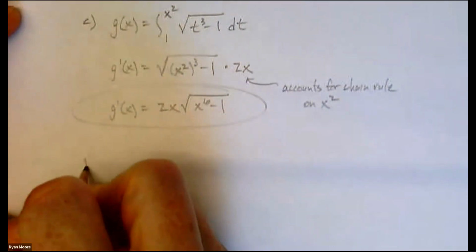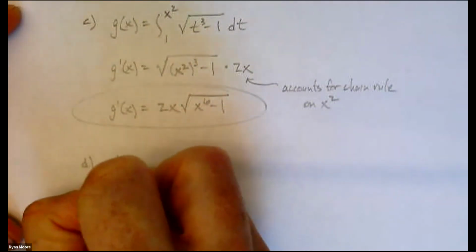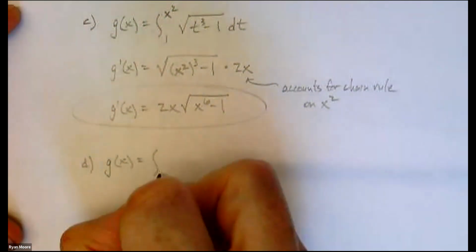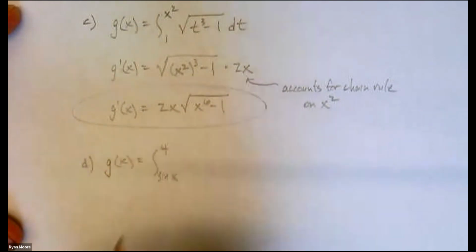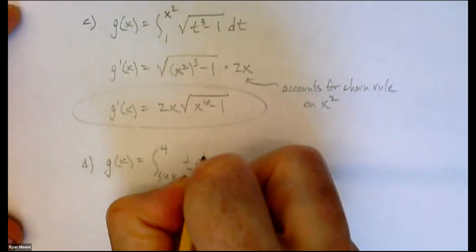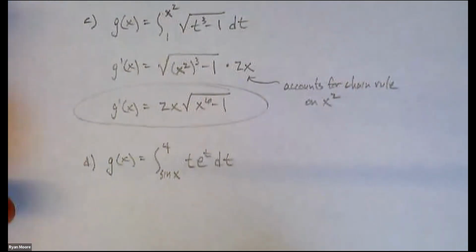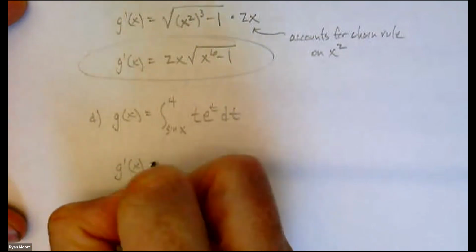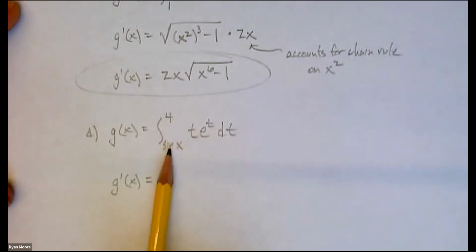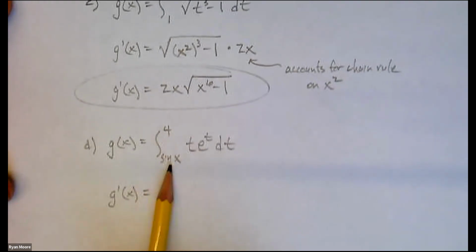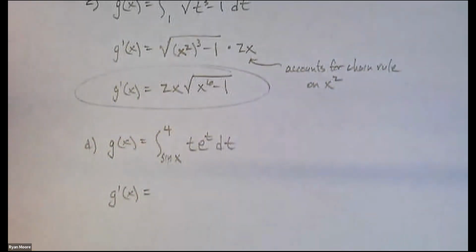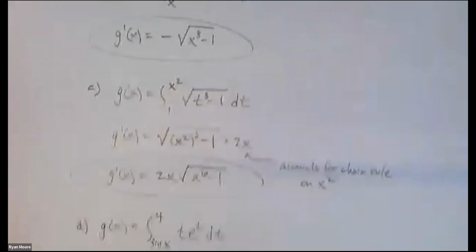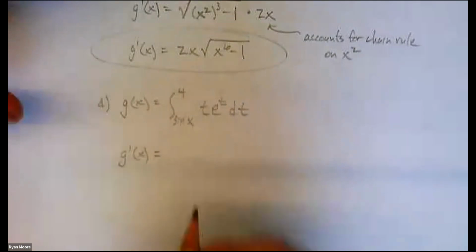All right, we got one more. Here it is, g of x equals definite integral from sine x to 4 t e to the t dt. Oh, yes. Okay, what do we notice? Couple things. We've got sine x, right? So we're going to need to do a chain rule. Also, the sine x is in the lower limit of integration. So that means we're going to have to use a subtraction in front. So we got this. Check it out.